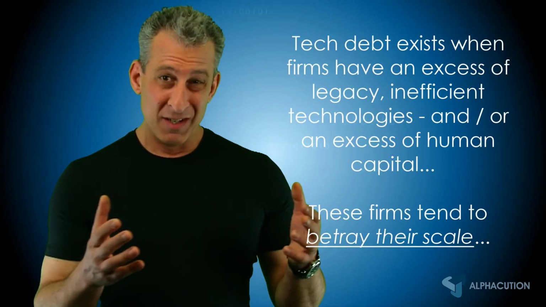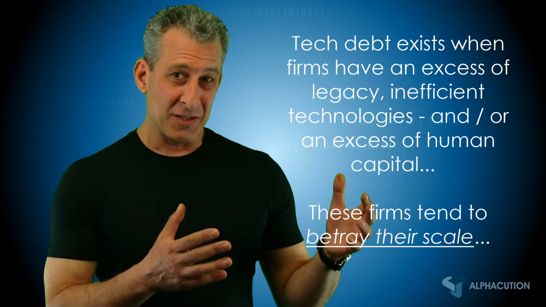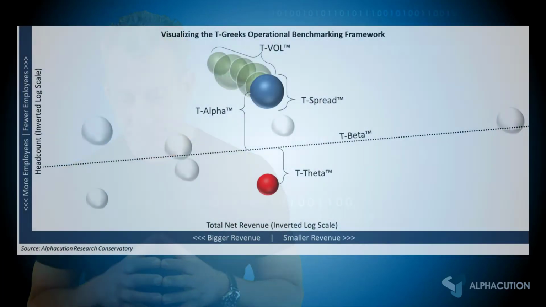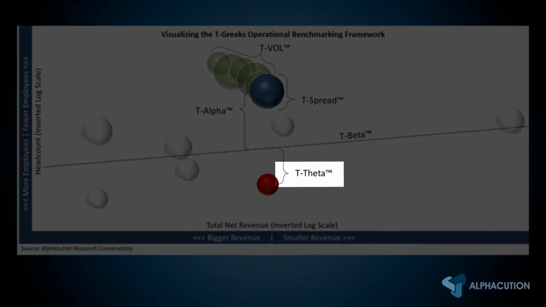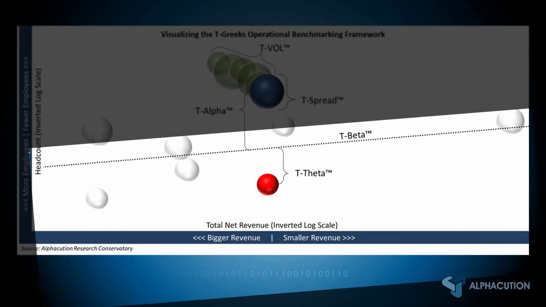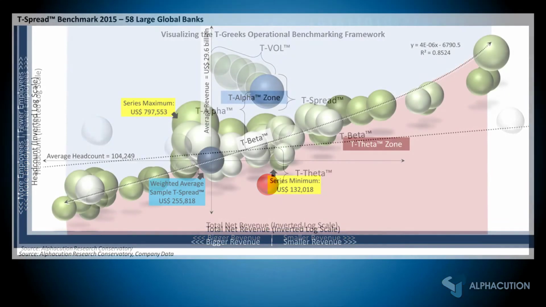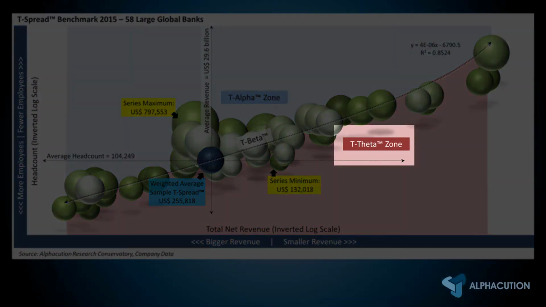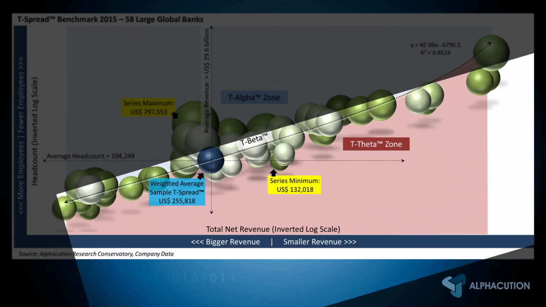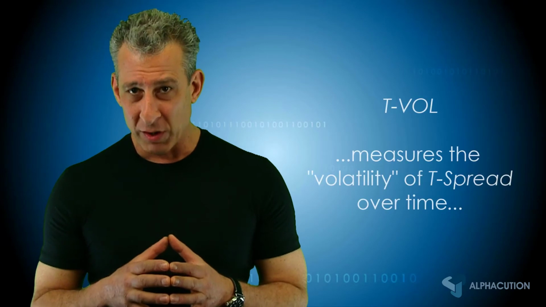You have an excess of legacy technology that weighs down this T-spread. We call that situation T-theta, where you are betraying your scale. You're not getting enough given your investment. Now, so that's the first four analytics. There's one more in this framework, the T-Greeks framework, that we call T-vol. And this one is a little bit different.